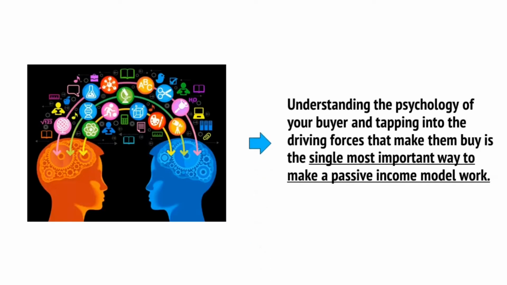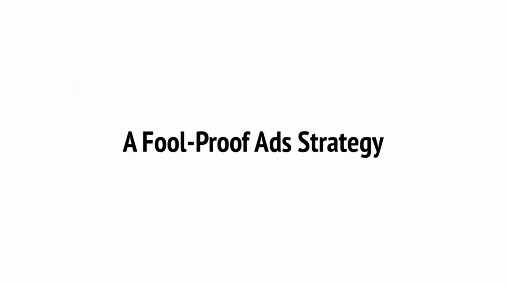Understanding the psychology of your buyer and tapping into the driving forces that make them buy is the single most important way to make a passive income model work. With your target demographic identified, you can then set up an advertising strategy to send people to your site where they can buy your product. We're choosing PPC advertising because it's a form of advertising that will allow you to set everything up and then lean back and let the cash roll in.